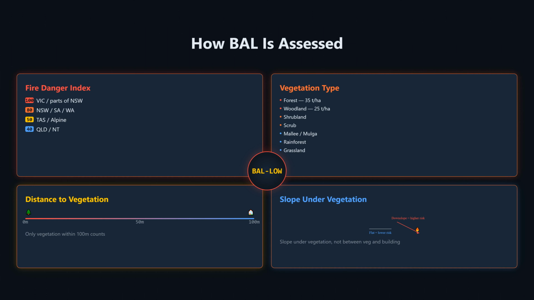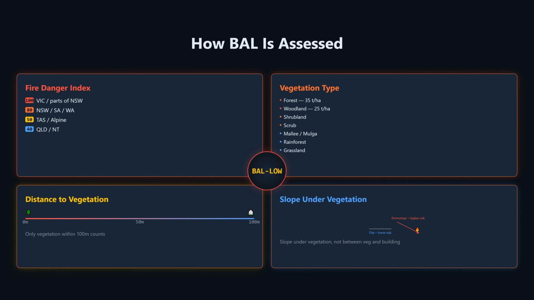Second, vegetation classification. The standard defines 7 types, from dense forest carrying 35 tons of fuel per hectare down to open grassland. Third, distance from that vegetation to your building. Only vegetation within 100 meters counts, though you assess everything within 150. And fourth, the slope of the ground under the vegetation, not between the vegetation and your building. Steeper downslopes mean faster fire spread and higher radiant heat.